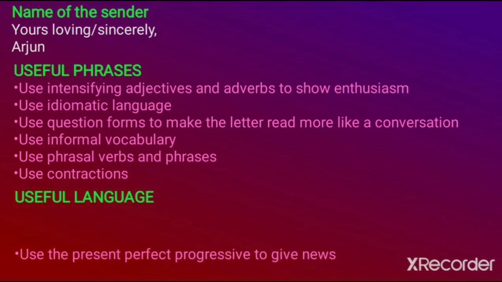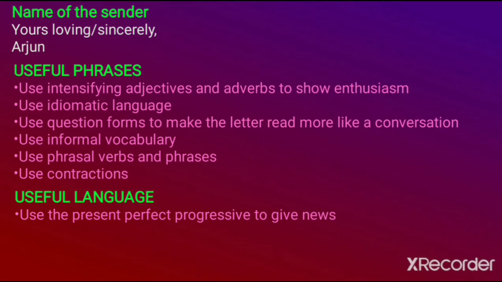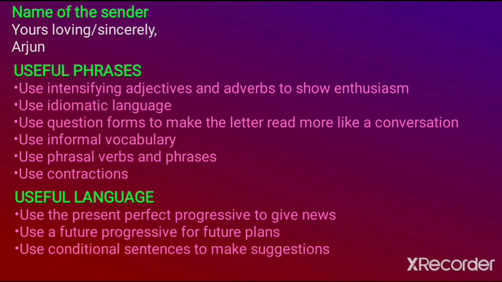Useful language. So use the present perfect progressive to give news. For example, I have been helping my parents out at their shop. Use a future progressive for future plans. For example, I'm going to be staying at my grandmother's house all summer. Use conditional sentences to make suggestions. For example, if you let me have your number, I will give you a call over the weekend.